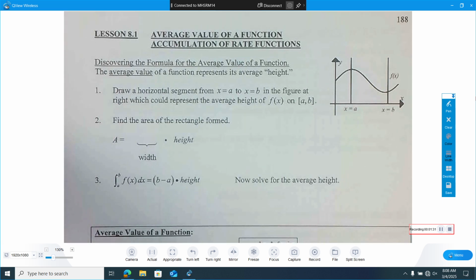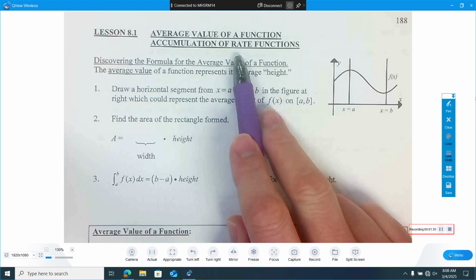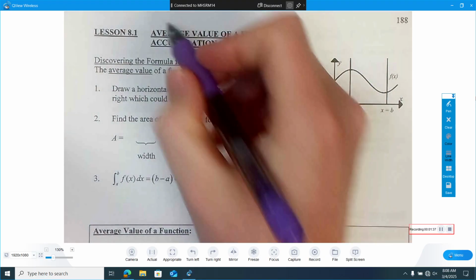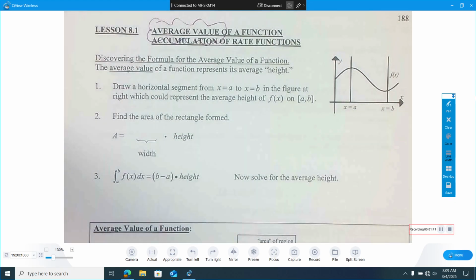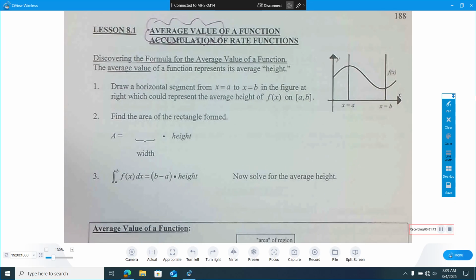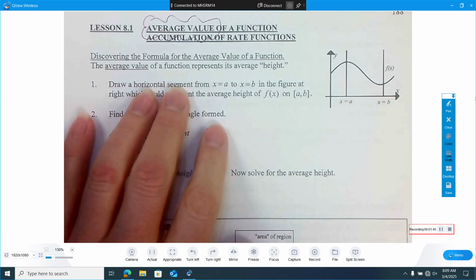Here we go. So we're specifically talking about the average value of a function, a phrase that will come up a lot. You'll see a lot of practice on this today. We are going to discover the formula for average value.